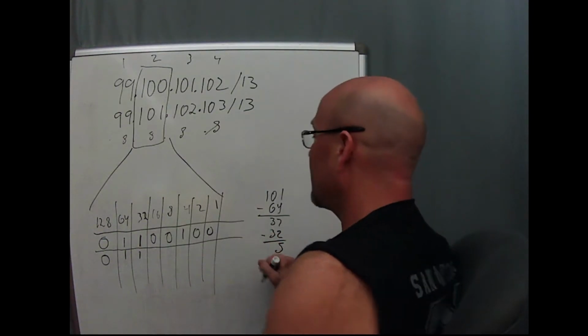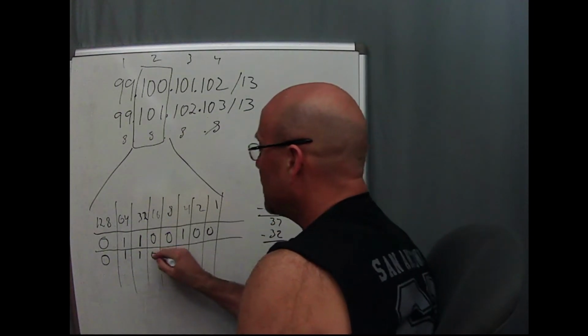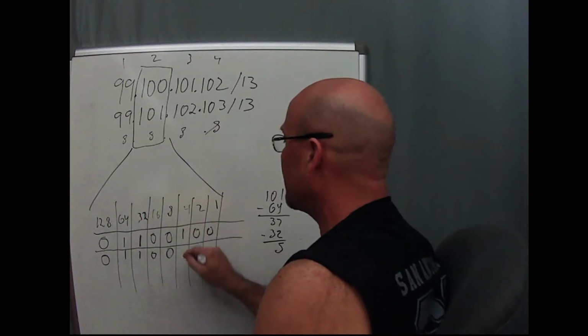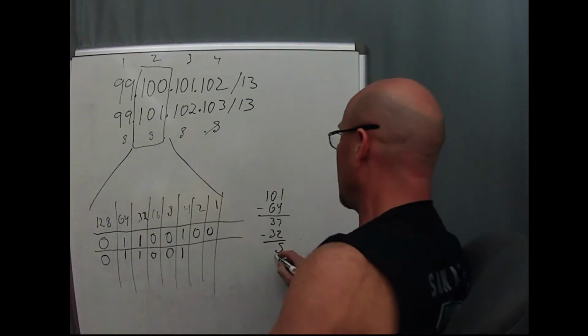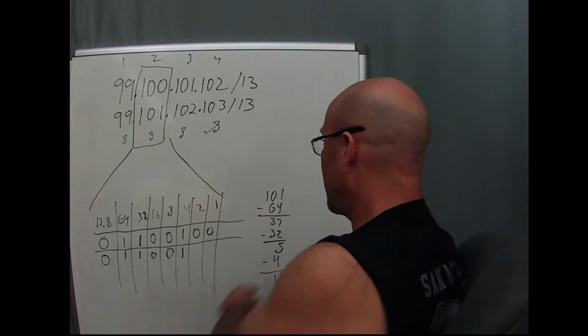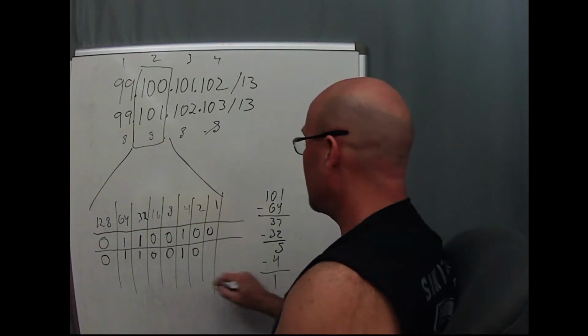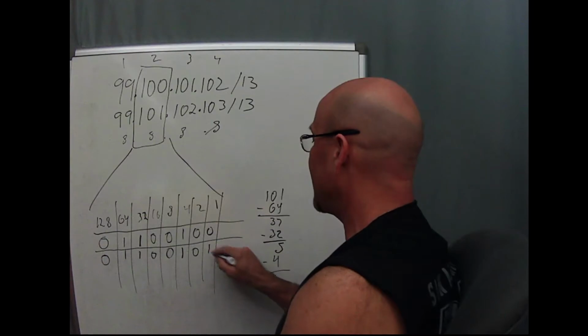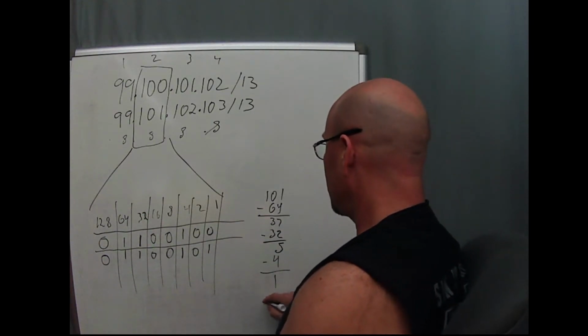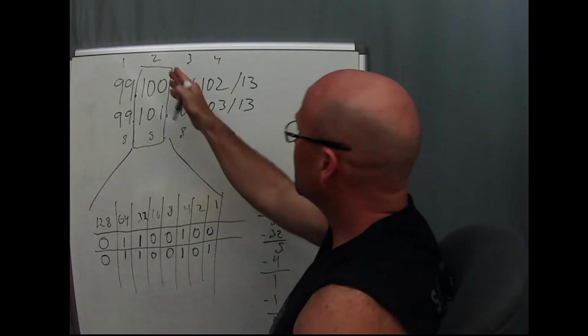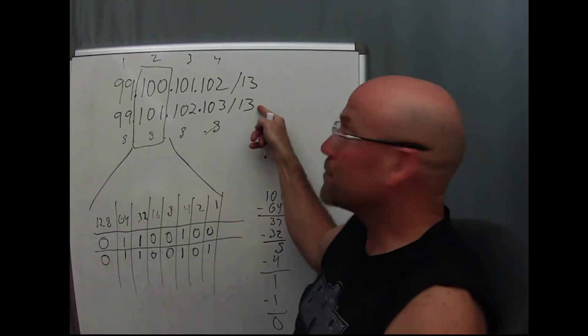You got 5. Is 5 greater than or equal to 16? No. Is it greater than or equal to 8? No. Is it greater than or equal to 4? Yes. Bring the 4 over. Subtract. You have 1. Is 1 greater than or equal to 2? No. Is it greater than or equal to 1? Yes. Bring the 1 over. Subtract. You have 0. You're done. So the mask is 13.